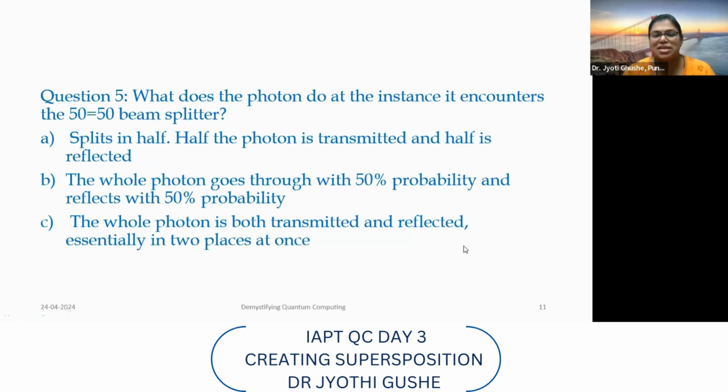So let me check the answers. Yes, fantastic. Just clapping for you. That answer is B, and you have understood the concept. So whenever we are talking of the photon, we are saying it has 50% chance of getting reflected, 50% chance of getting transmitted. Fantastic. Thank you. So the answer to this question is option B. The whole photon goes through with 50% probability and reflects with 50% probability.